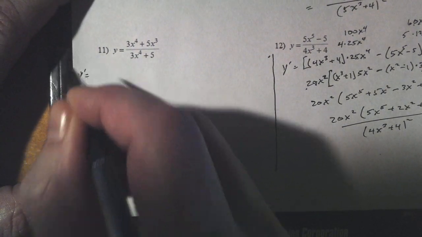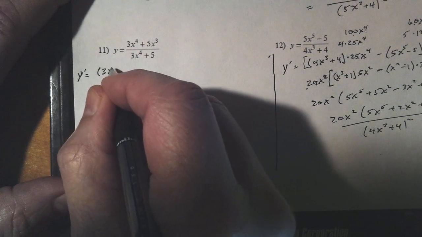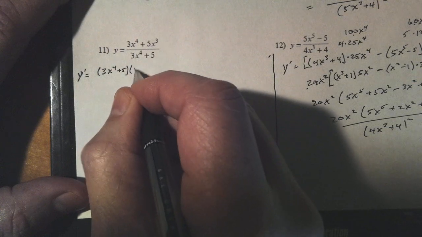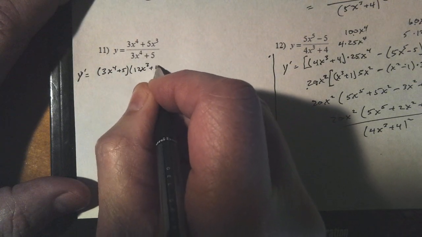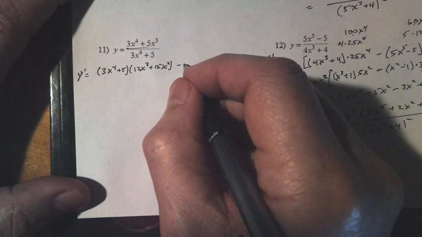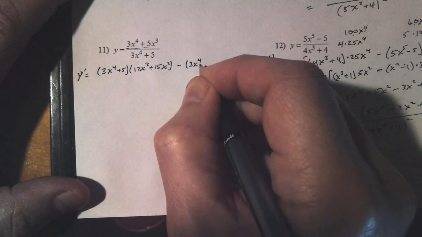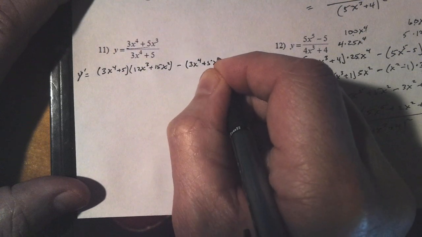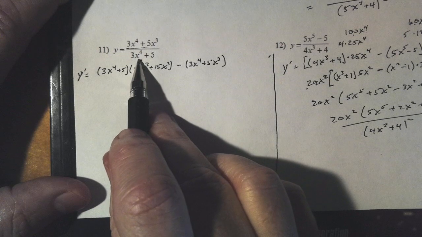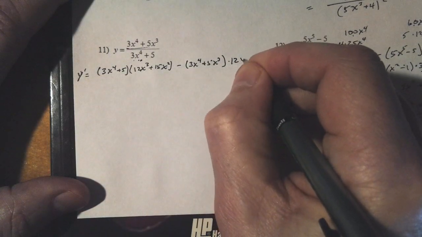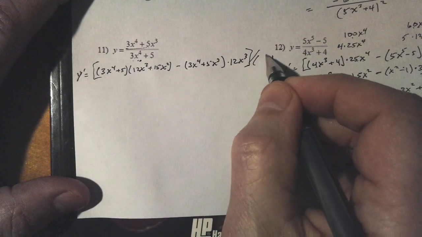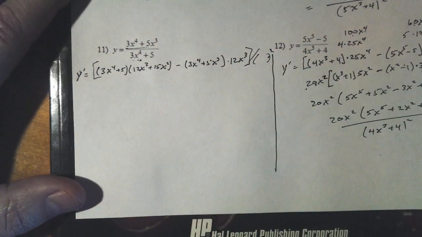So y prime equals low, 3x to the 4th plus 5, d high 12x cubed plus 15x squared, derivative of that, minus high 3x to the 4th plus 5x cubed, d low, mercifully, just 12x cubed, all on the square of the thing below.